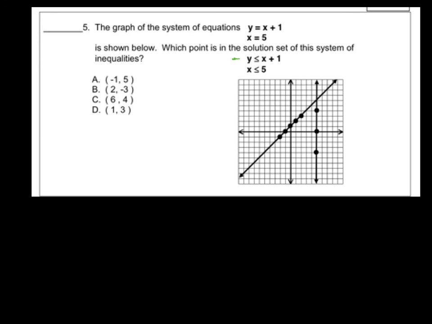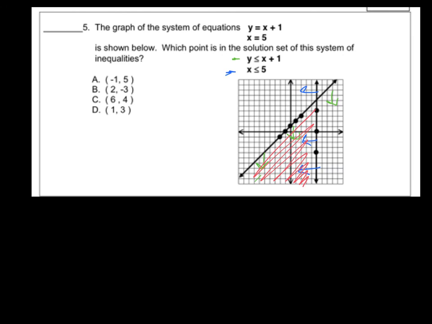For my top line, which would be the line that's running diagonal here, I need less than or equal to. That means I would be shading under the line. For my second line, x is less than or equal to 5, that would be the vertical line. I would be shading to the left of that line, because that's where the numbers are smaller. So I can see that the overlapping region would occur here. That's where my solutions are going to fall. Now all I have to do is see which of these ordered pairs would fall in that area.